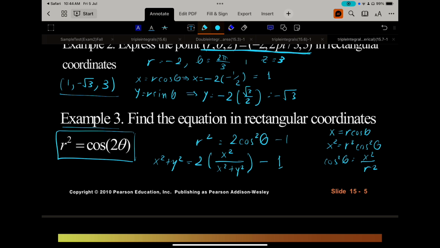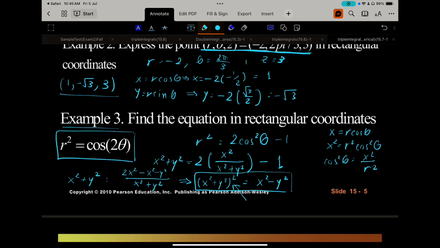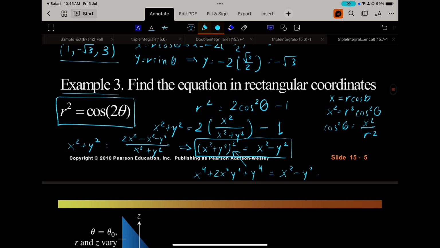Now we can try to simplify this and make it simpler. So we're going to do something like x squared plus y squared equals 2x squared minus x squared minus y squared, all over x squared plus y squared. And now we basically have x squared plus y squared, all squared, equal to x squared minus y squared. That's basically the simplest thing we can get here. We can try to expand and get the other things, but that's basically enough. We can expand this and get something like x to the 4 plus 2 x squared y squared plus y to the 4, equal to x squared minus y squared, and that's basically our equation in rectangular coordinates.